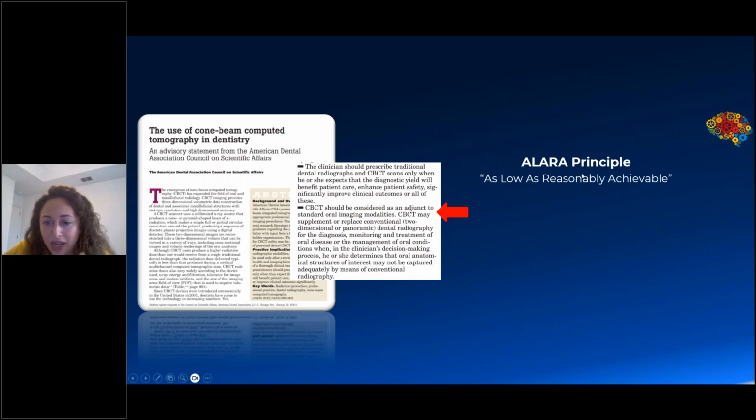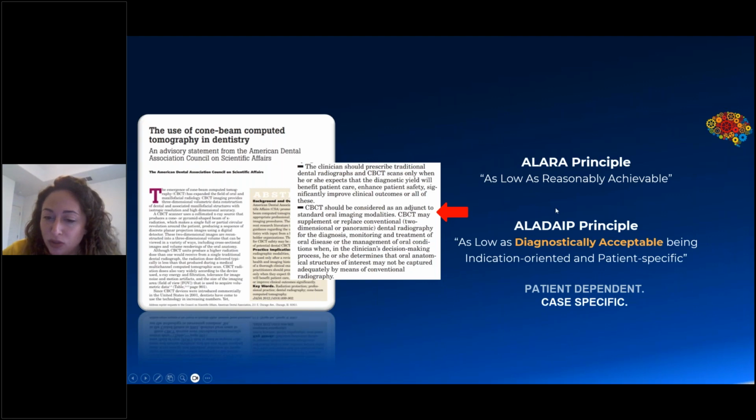For the longest time, we've been thinking of the ALARA principle, as low as reasonably achievable, but this has slowly shifted to as low as diagnostically acceptable. So the only thing that we care about is which question do you have, the purpose of the study, why you took the scan, and will the imaging technique that you picked address this purpose, address this question.